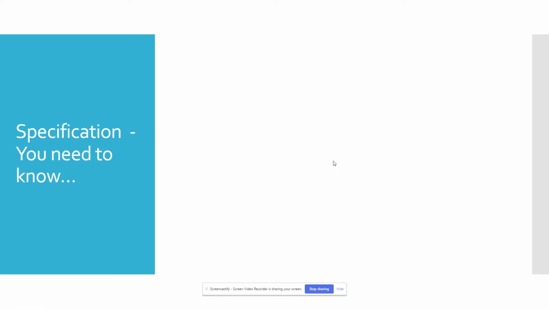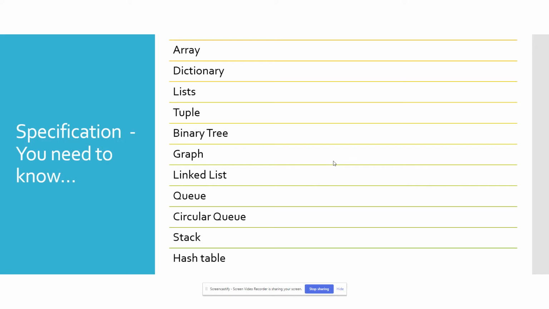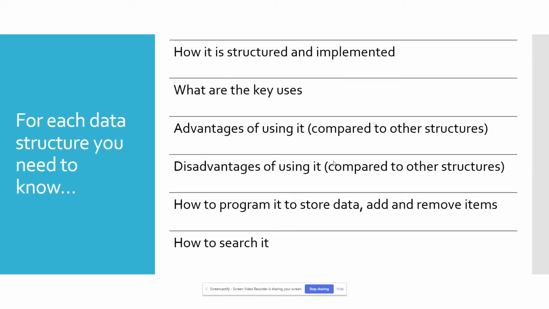So what you need to know: there are a lot of data structures. The ones listed here are the ones that you now need to learn. So we've got arrays, which you will have had exposure to at GCSE, as with dictionaries and lists, and also tuples. But then we're also going to look at binary trees, graphs, linked lists, queues, circular queues, stacks, and hash tables. So there's quite a few more to learn.